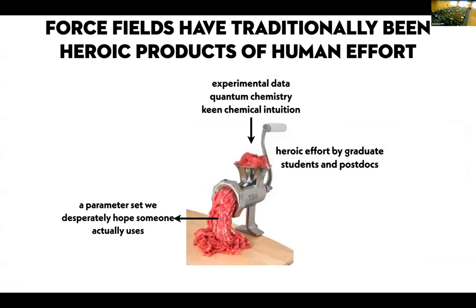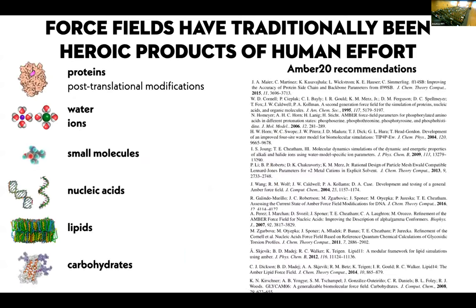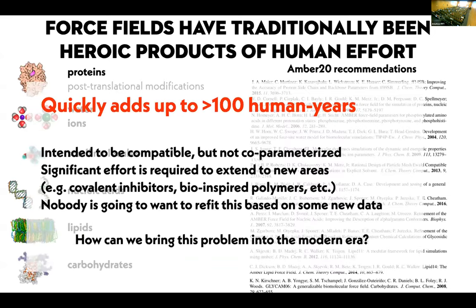So first, I have to take a little diversion about where force fields come from. Usually you take graduate students and put them into the meat grinder. And then outside of this comes a force field that you desperately hope people will use. If you look at just the force field papers that went into the current generation of recommended AMBER force field family parameters, it's something like 100 human years went into manually tweaking with partial computational support of optimization. And you really can't extend them very easily. Now, they're meant to all be compatible with each other, but they were all optimized independently, so they're probably not achieving the highest accuracy. We really want to try to bring this problem into the modern era.